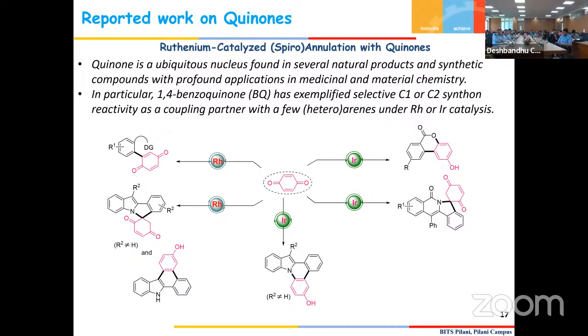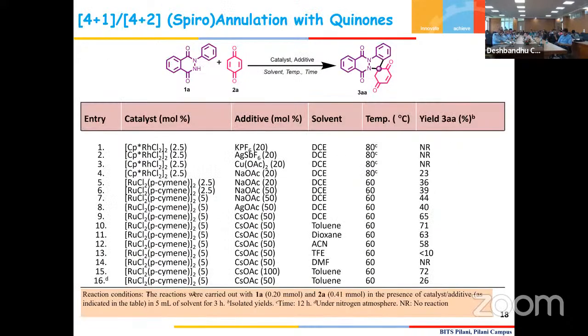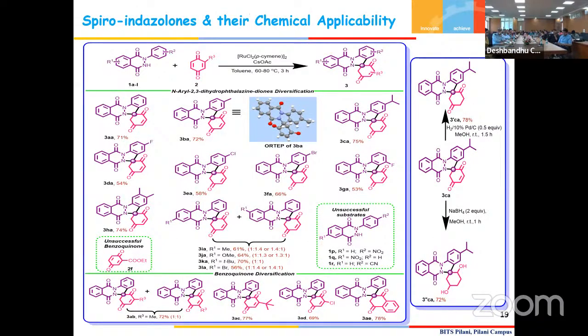We started our optimization studies, and we found that ruthenium, in this case, is the best catalyst to obtain the corresponding spiroannulated product in toluene using cesium acetate as a base. Using the optimized conditions, we prepared a series of compounds. The NMR interpretation of the compounds was very important. I'll tell you why. When we use different unsymmetrical quinones, there was a chance that we could get two different regioisomeric forms of the products.